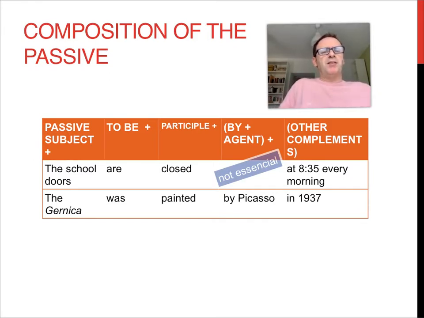First of all, you have the passive subject. Then you have the verb to be. Then you have the participle of the main verb, which ends in ed if it's regular, and if it's irregular, remember, we have to use the third column of the irregular verbs. Then optionally, we have the agent preceded by the preposition by. It's not essential, as I said. And finally, we have other complements.